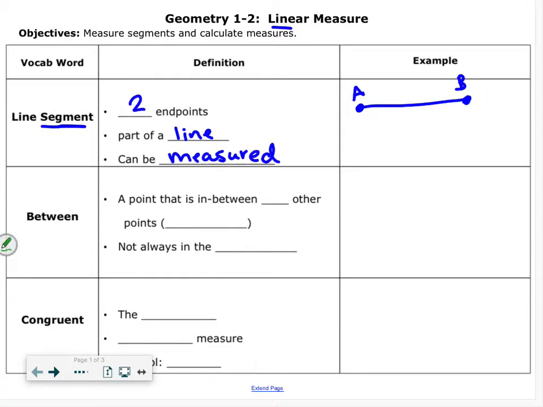Between, this is a hard word to define without actually using the word between. It is a point that is in between two other points, and they have to be collinear. They have to be on the same line. But notice that because something's in between something doesn't mean that it's always right in the middle. So I'm going to specifically draw A, C, and B in the middle, and I'm not going to put B exactly in the middle. What we would say is B is in between A and C. And notice they are collinear, they're all on the same line.